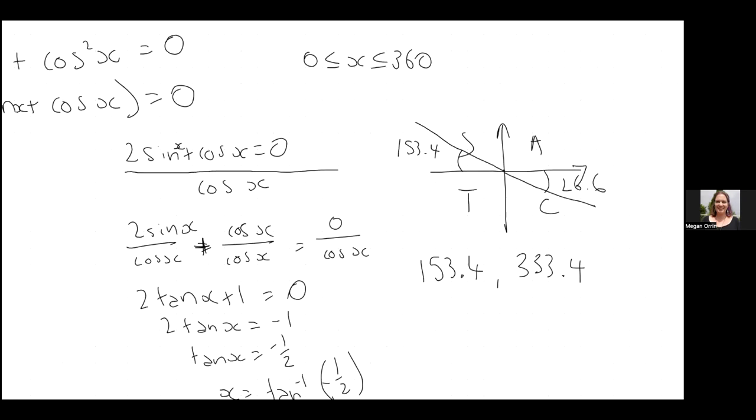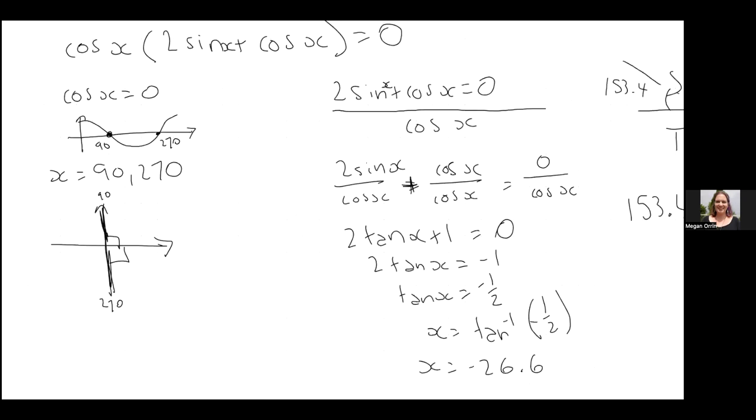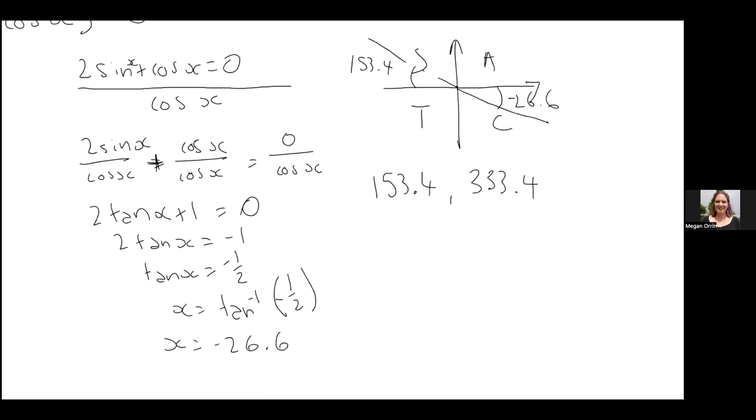So what I'm saying here is that 26.6 is the size of this angle. So yes, it's a negative. You can write this as a negative if that's going to help you understand what's going on. But I'm allowed to have this angle here, and I'm allowed to have this angle here. Okay, so that means all of my angles, let's go back and write them all out. So I had 2 over there. I've got 90 and 270 over there. So x equals 90, 153.4, 270, and 333.4. These are my allowable angles between 0 and 360.